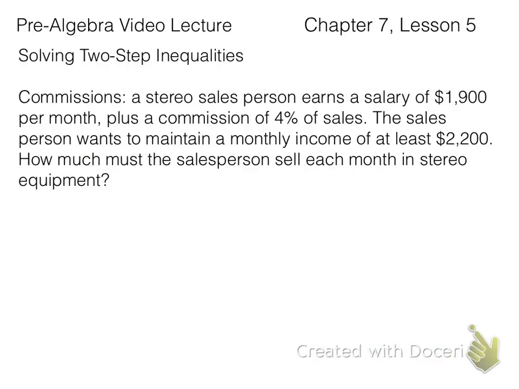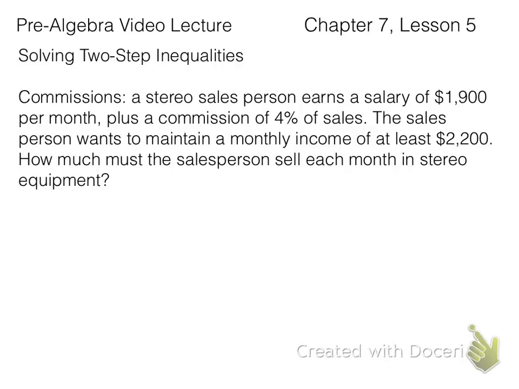All right, so commissions. A stereo salesperson earns a salary of $1,900 per month, plus a commission of 4% of sales. The salesperson wants to maintain a monthly income of at least $2,200. How much must the salesperson sell each month in stereo equipment to make this monthly income?